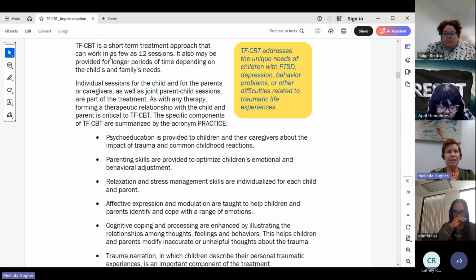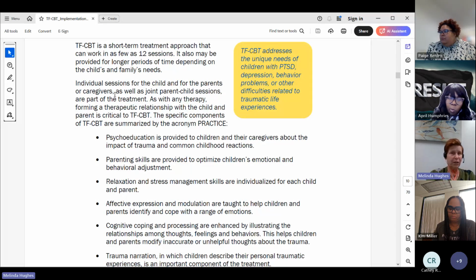Trauma-focused CBT is a short-term treatment approach that can be successful in as few as 12 sessions. So when a child's been traumatized, they might be referred for this specific type of therapy. It involves sessions with the child and sessions with the parents, because one of the goals of trauma-focused CBT is that the therapist is helping the parent understand how to be supportive and helpful to the child's healing process.